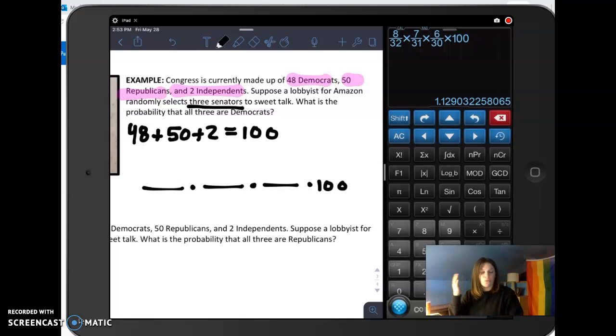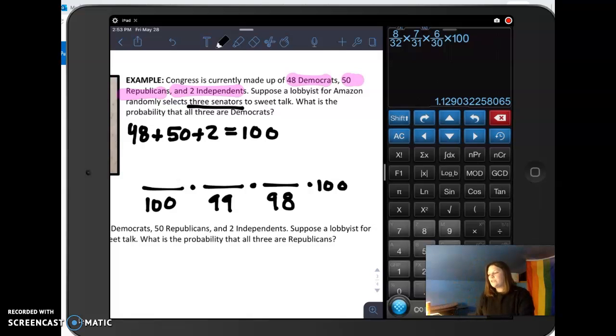All right, so here's the setup for the next example. Slightly different because you have 3 groups. You have Democrats, Republicans, and Independents. So the total would be equal to 100. So our first probability, no matter what the question is about, is going to be 100. And then that always goes down by 1 each time because we're dealing with a dependent situation.